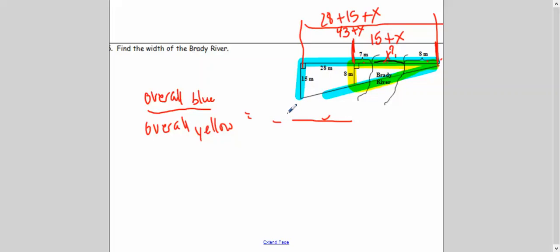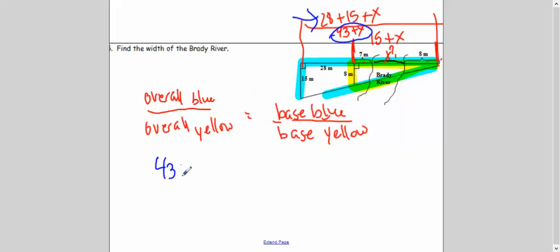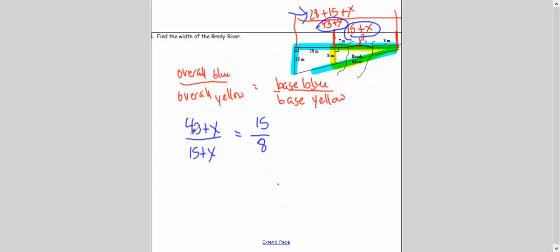What do I know here? I know the base of the blue. So let's do the base of the blue, which means this will be the base of the yellow. If we take a look at what that looks like, we've got the overall of the blue, remember, that's what we did here, so our 43 plus x, and our yellow is just the 15 plus x. Okay? And then the base of the blue, 15, over the base of the yellow is 8. All right? So there's our equation.